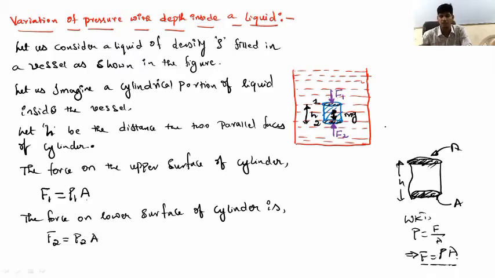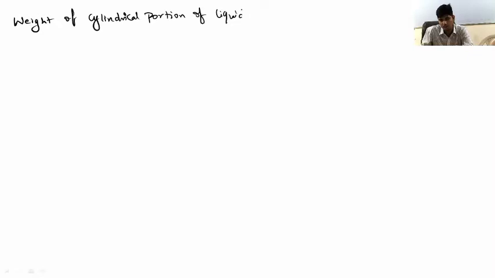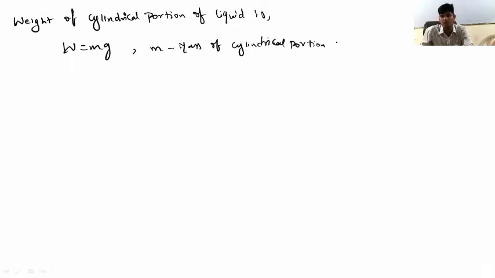Also, weight of the cylinder will be acting in downward direction. So the weight of the cylindrical portion of liquid is W is equal to M into G, where M is the mass of the cylindrical portion of liquid.